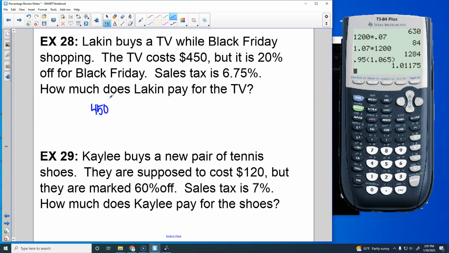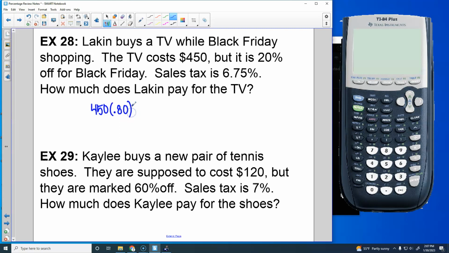0.20 is not going to get us as few steps as possible. Because if it's 20 off, what percent do you have to pay? 80, right? So if you do 450 times 20, that's going to give you a discount, but then you're going to have to subtract.